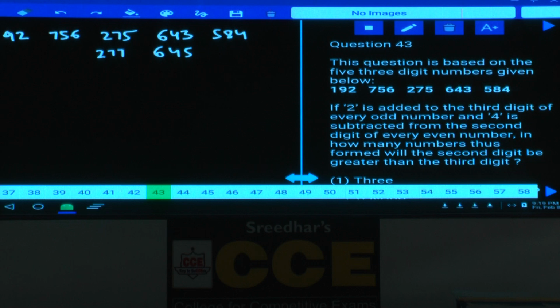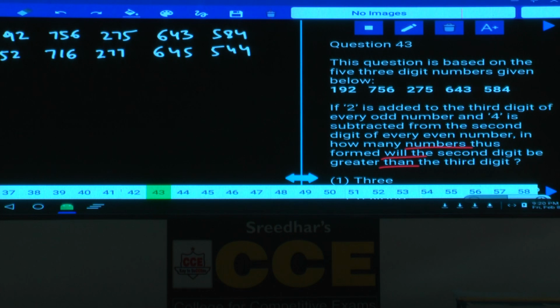And 4 is subtracted from the second digit of every even number. Every even number, 4 is subtracted. This 192 will be 152 because 4 is subtracted from the second digit. Now this 756 will be 716 and 584 will be 544. Then after this, in how many numbers thus found will the second digit be greater than the third number?